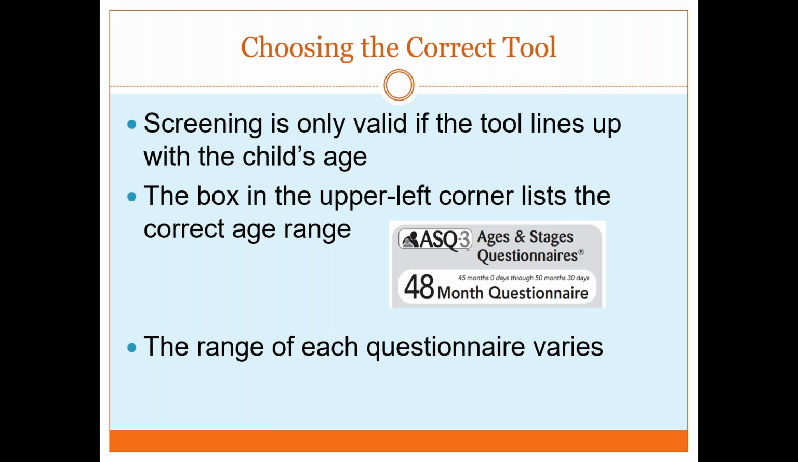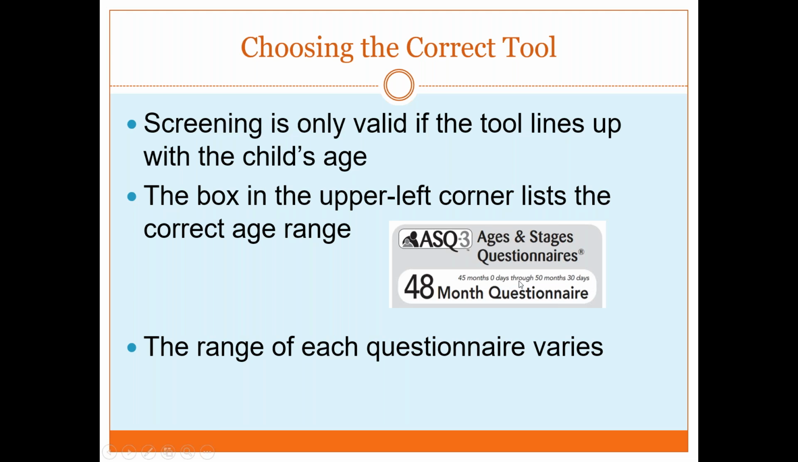Make sure, painstakingly, that you are choosing the correct tool or correct questionnaire. How can you tell? On each tool, there's a box in the upper left corner, and it lists the correct age ranges. As you see, here's a little sample of what that box will look like. It'll say ASQ3, Ages and Stages Questionnaire, and this tool is the 48-month questionnaire. And it clearly states above that it is for 45 months and 0 days through 50 months and 30 days.